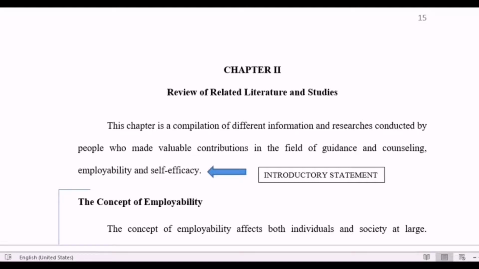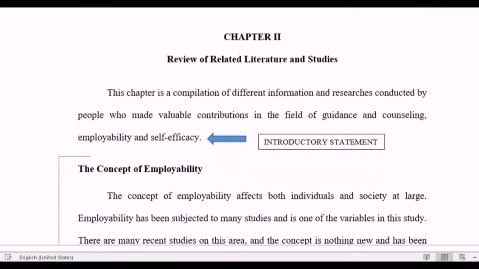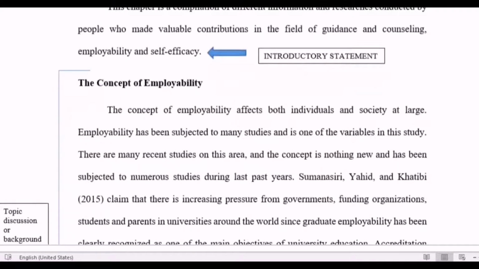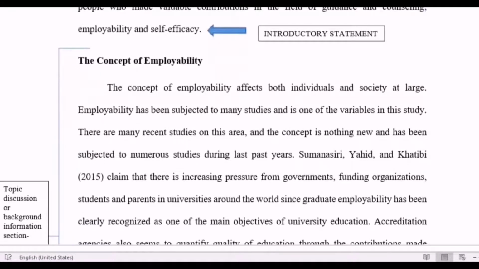This chapter is a compilation of different information and researches conducted by people who made valuable contributions in the field of guidance and counseling, employability, and self-efficacy. This is just an example. You can have your own introductory statement. And then you can find here the next part is the topic discussion or background information section where you can find the definition of different variables and other concepts that you use in your study.